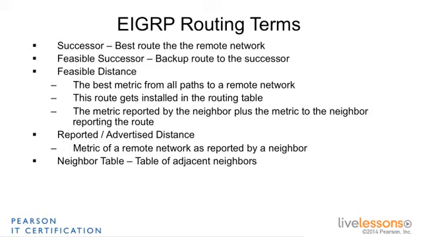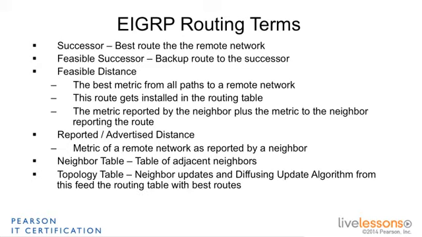The neighbor table is a table of all the adjacent neighbors to that router. The topology table is filled with neighbor updates, and the DUAL algorithm calculates the best route, takes it from the topology table, and feeds it into the routing table.